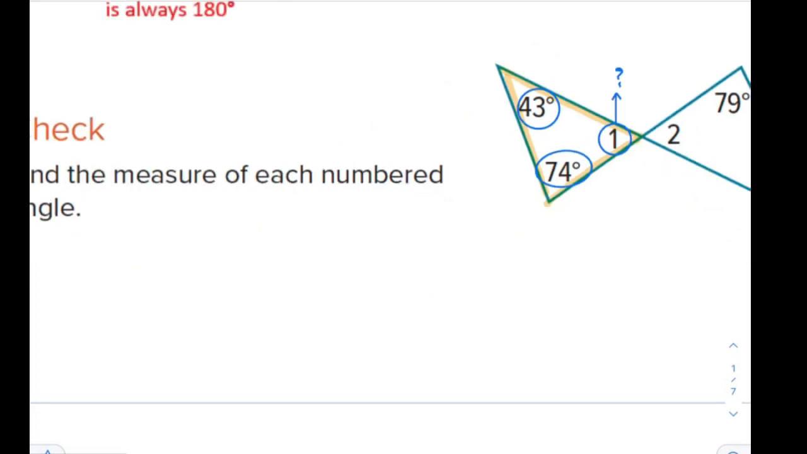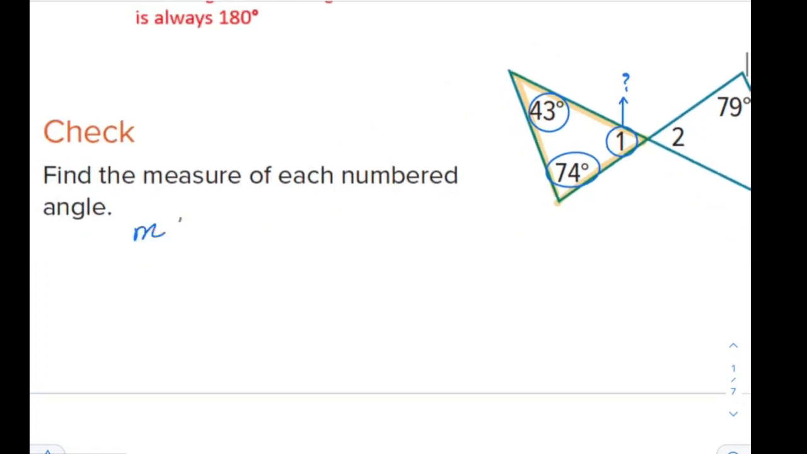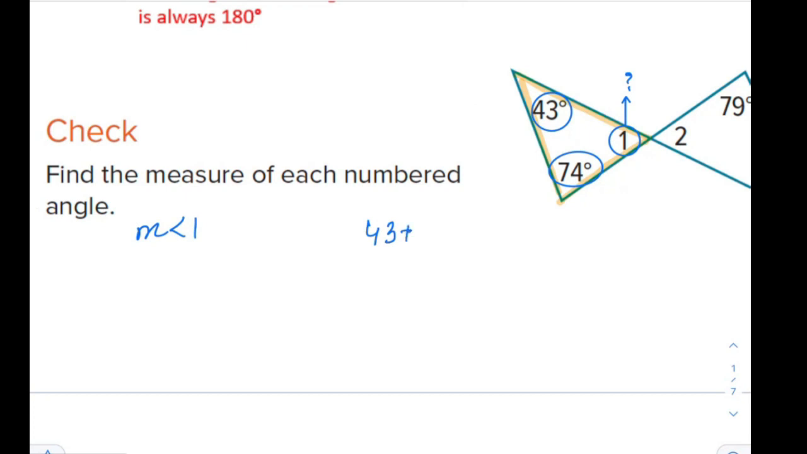We don't know it. So to find the measure of angle 1, what will we do? We know that the sum of interior angles is 180. So we will add 43 and 74 and subtract this sum from 180. And we can find the answer. 180 minus the sum 43 plus 74 is equal to 63 degrees.